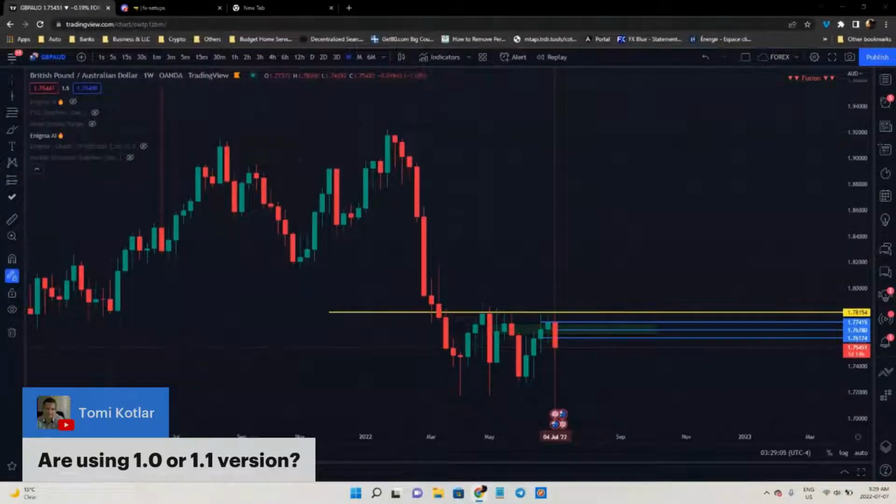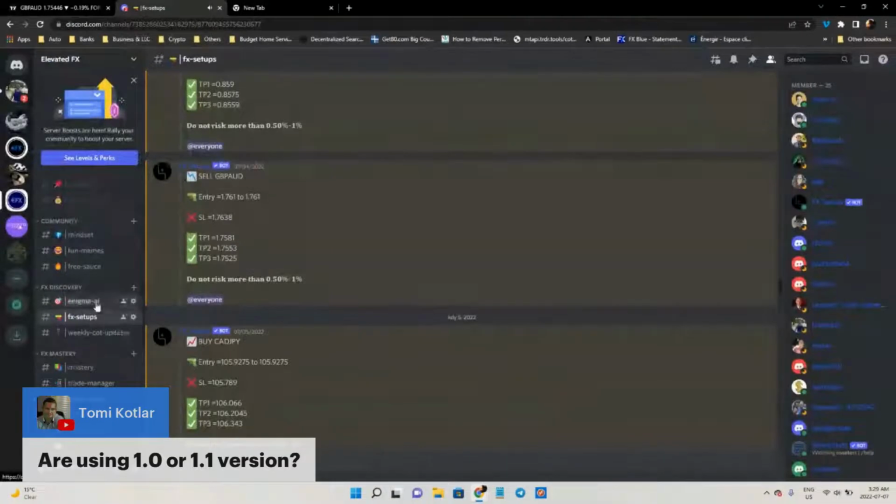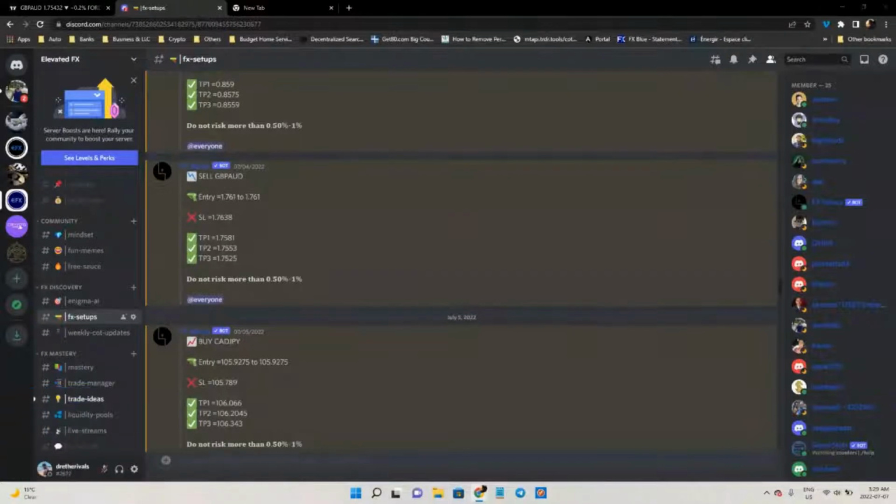Yes, Tommy, what I'm using is 1.1. Me personally, I use 1.1. Why? Because this is the FX setup. Those are the 1.1 setups that are sent out, not 1.0. So what I'm explaining right now is 1.1. I know there are some people that have been using 1.0 since the start, but I'm using 1.1 because it makes more sense for me.